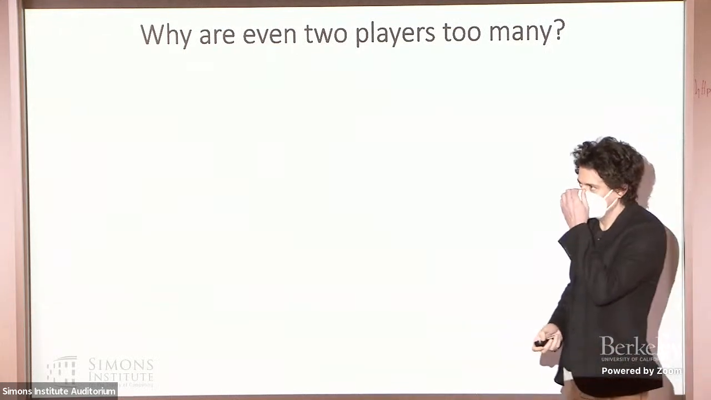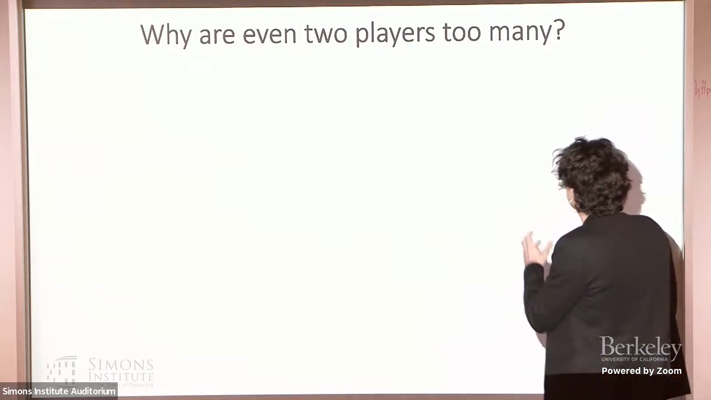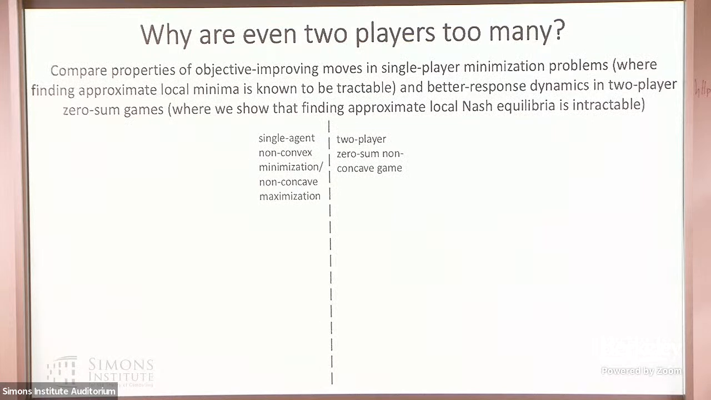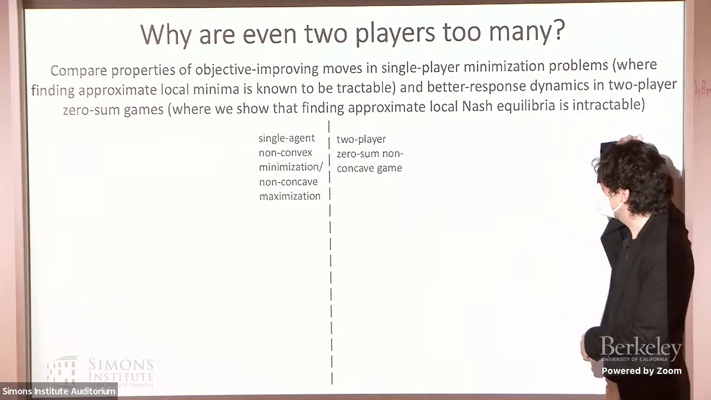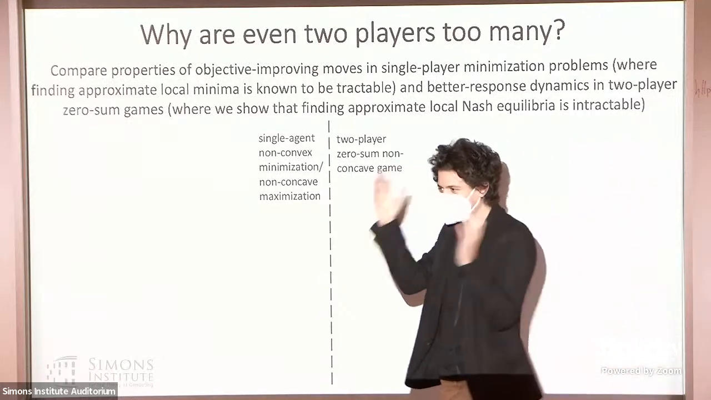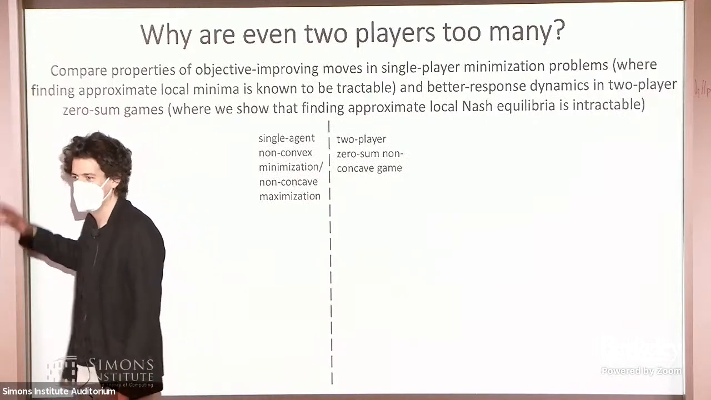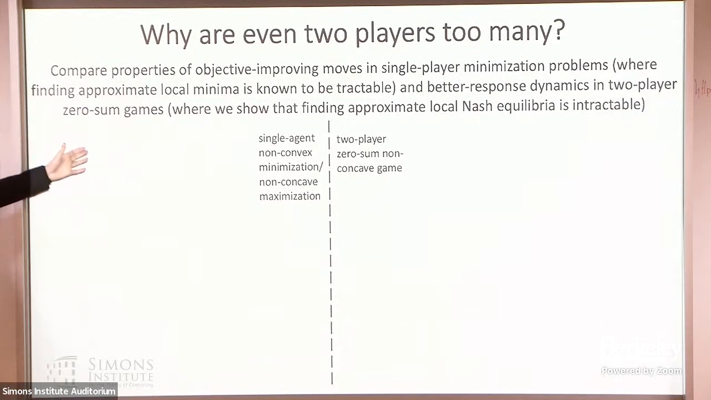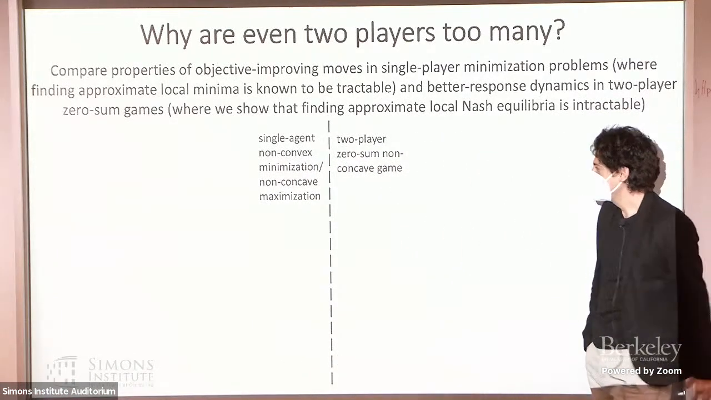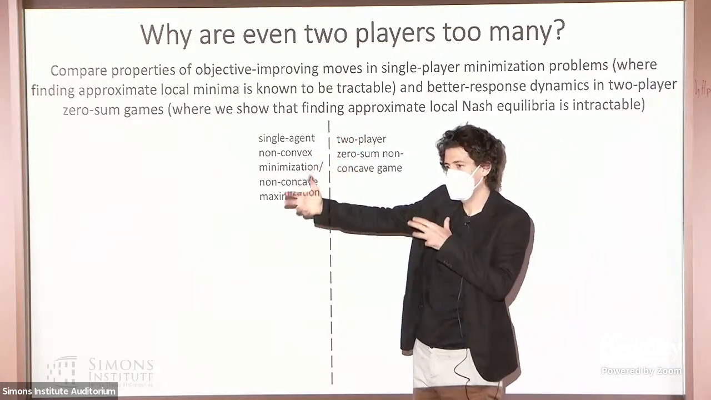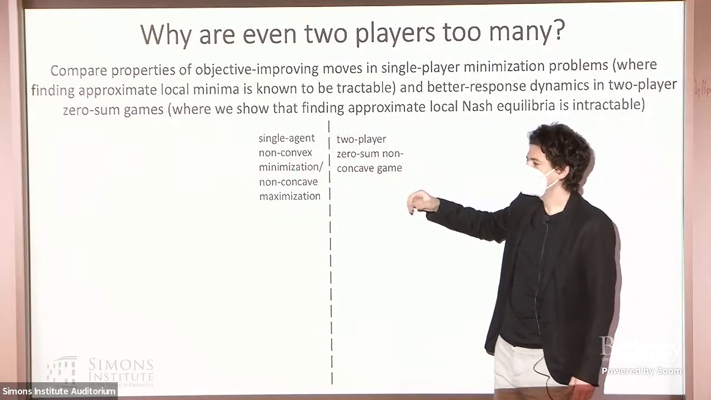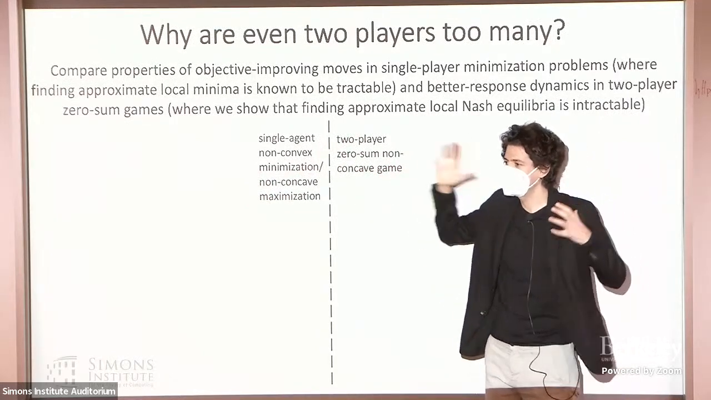So I want to give some intuition about the proof. The question I want to ask is, a little bit of a pun here, why are even two players too many? I want to compare something we know how to solve well, which is finding local optima in single agent optimization problems, a problem that is tractable if you care about local optimal solutions, and a problem that I claim is hard. Why is it that single agent non-convex minimization, AKA non-concave maximization, is an easy problem if you care about local solutions, while even just two player zero sum non-concave games are hard? Why is it such a big difference between these two problems?